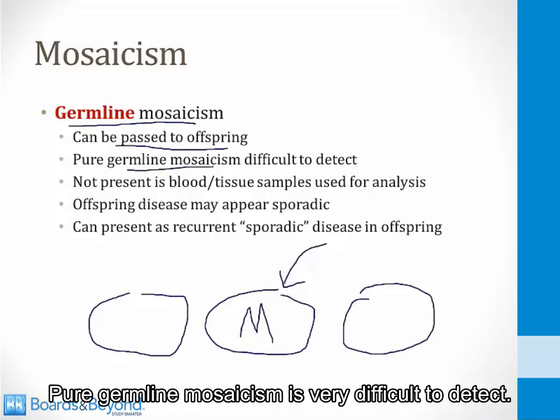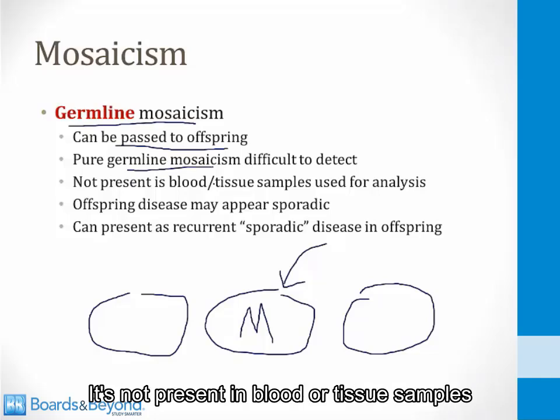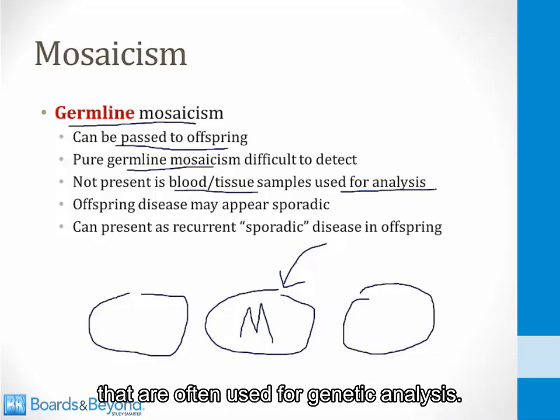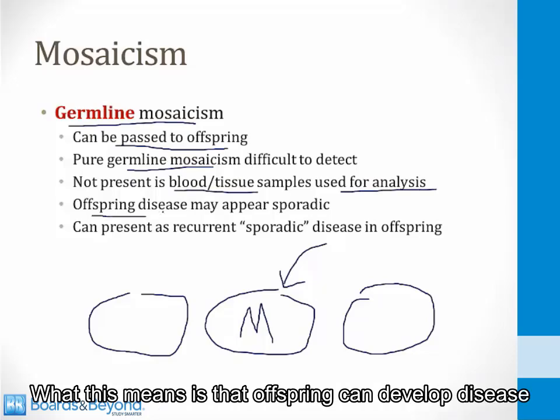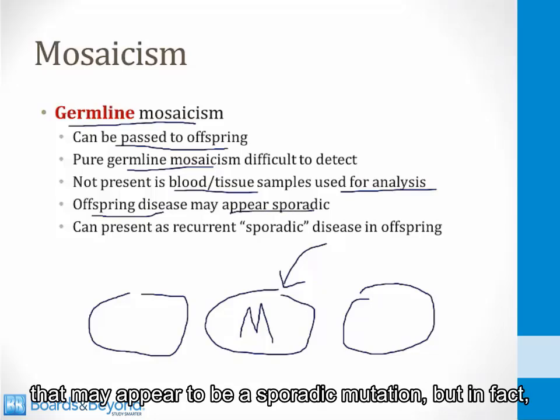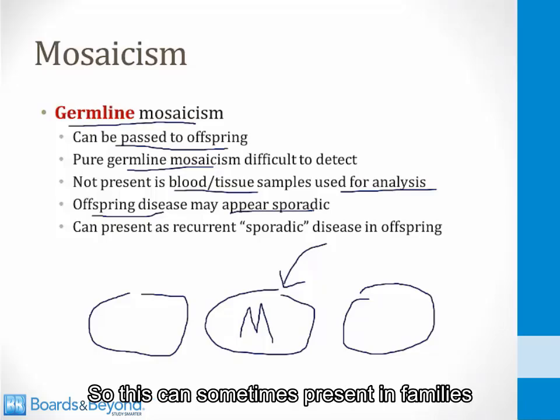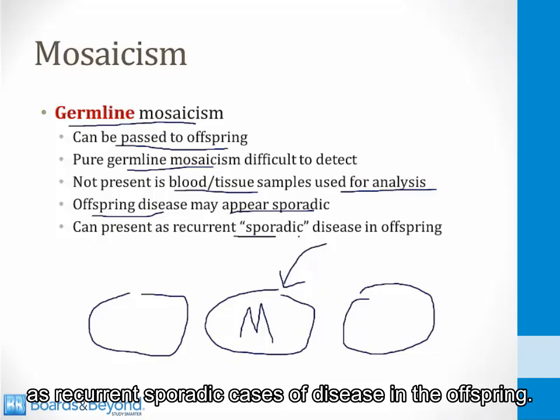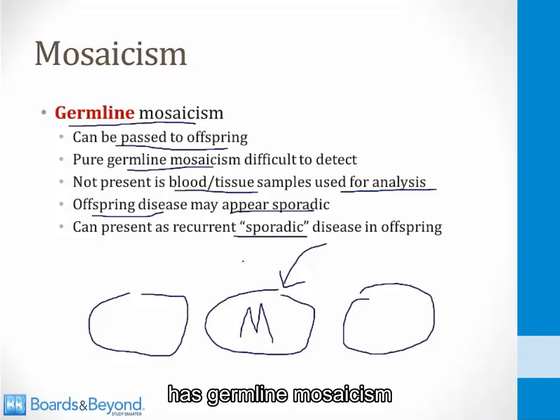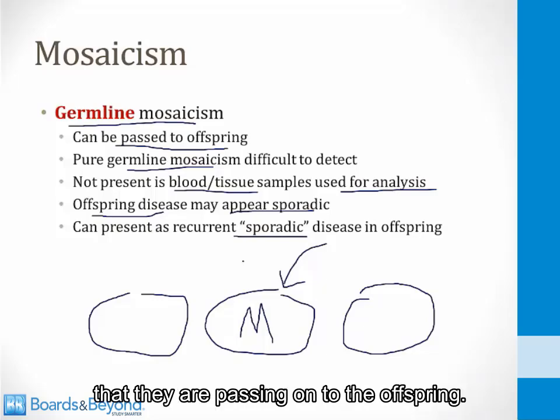Pure germline mosaicism is very difficult to detect. It's not present in blood or tissue samples that are often used for genetic analysis. What this means is that offspring can develop disease that may appear to be a sporadic mutation, but in fact it's due to a germline mosaicism in the parent. So this can sometimes present in families as recurrent sporadic cases of disease in the offspring. What's really happening is that a parent has germline mosaicism that they are passing on to the offspring.